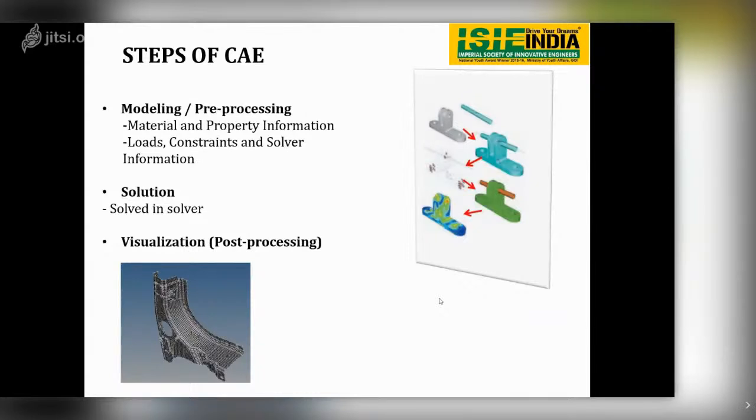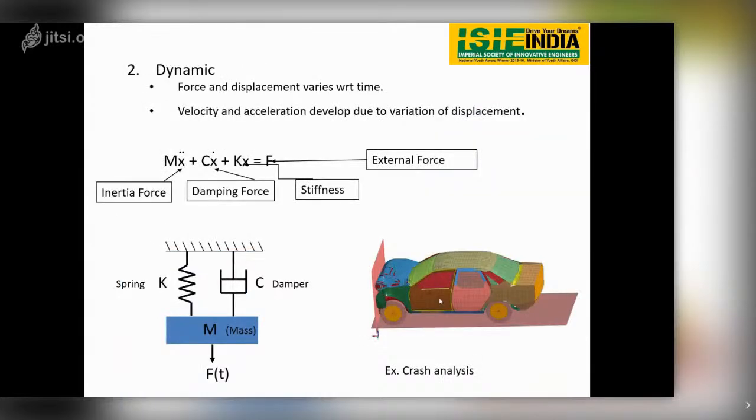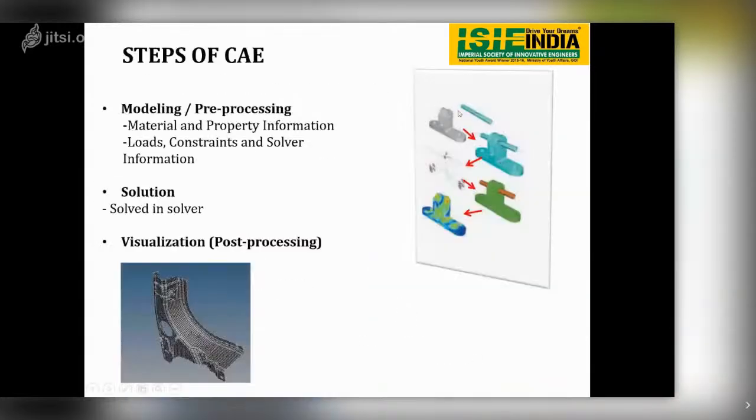In the CAE methods, it is basically solved in 3 steps: modeling, then solution, and then post processing. Here we can see the model in the right side diagram. First the model is taken and meshed in HyperMesh or any meshing software like ANSA or ANSYS. For that, the material properties, loads, and constraints are applied, and then it is solved in the solver.